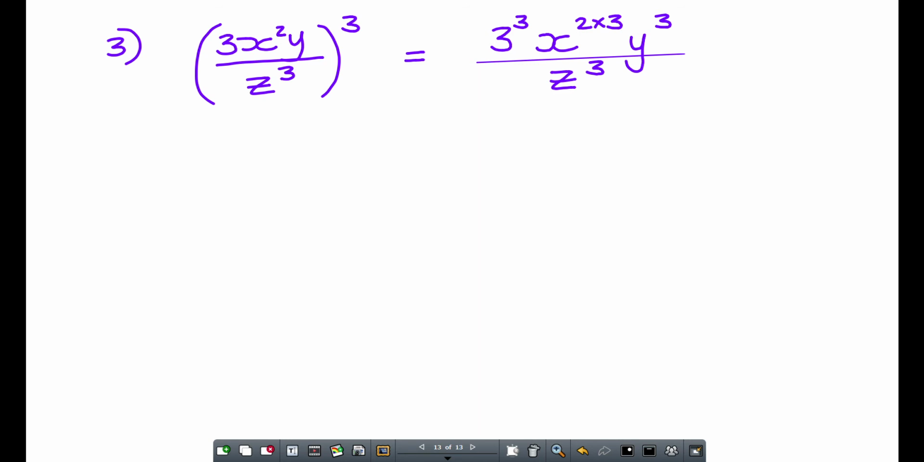And that's going to stay Z to the power of 3. Okay? So, no, I'm lying. 3 times 3. Sorry. Right, so let's simplify. 3 to the power of 3 is going to be 27. And then x to the power of 6. Y to the power of 3. And at the bottom, Z to the power of 9. It's a Z, y'all.